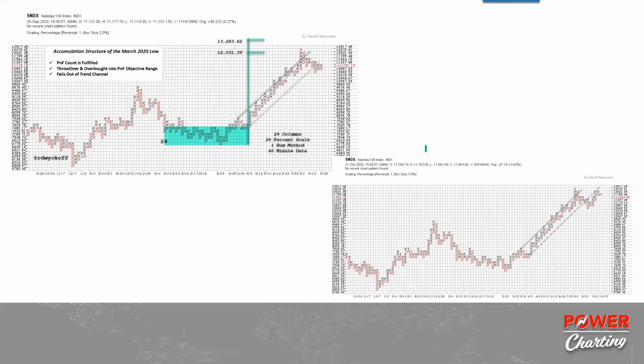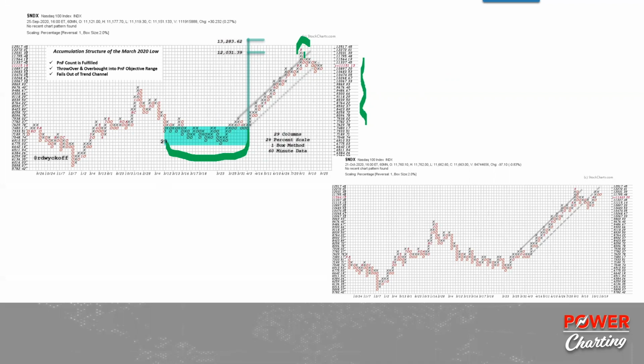This is a most remarkable point and figure chart. This is a 2% scaling log scale point and figure, one box method. It covers the entire accumulation structure of March to February. It's very well defined. This is the uptrend that we just looked at. Here's this big overthrow, very climactic. Big climaxes like this are important. And so we will keep a very close eye on this.